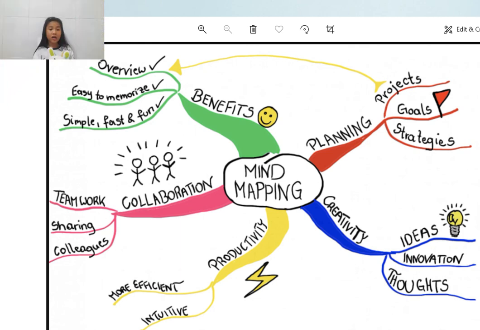Maybe you need teamwork. Maybe when you're drawing, you don't know much. Well, find a partner, like your best friend, and work together with her or him. Then after that, share your mind map with other people. Yeah, sharing is the best way.